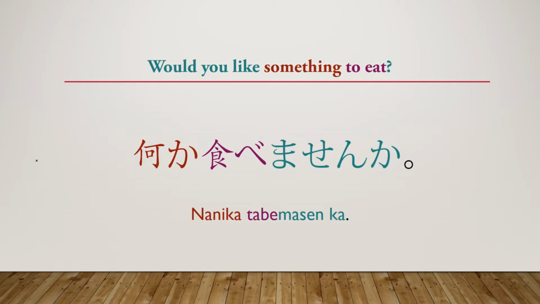Okay, let's go ahead and move on to the next example sentence. Okay, so the next example sentence is, would you like something to eat? That is, nanika tabemasen ka? Okay, so we have our nanika here, which just means something in Japanese. And then we have the verb that we probably know very well because we've seen it a lot. That is tabe, or taberu, tabemasu, which basically means to eat. So this one is, you're basically saying something not eat, question mark.